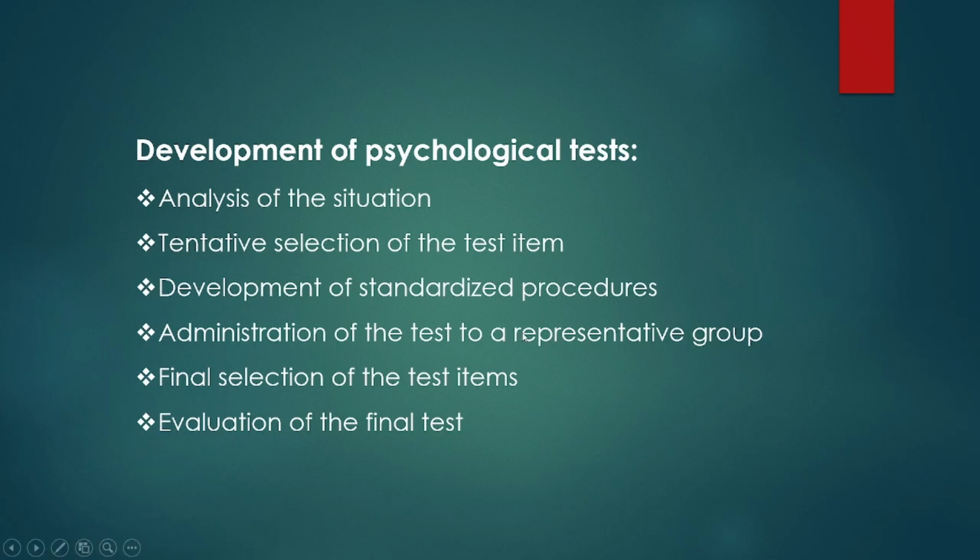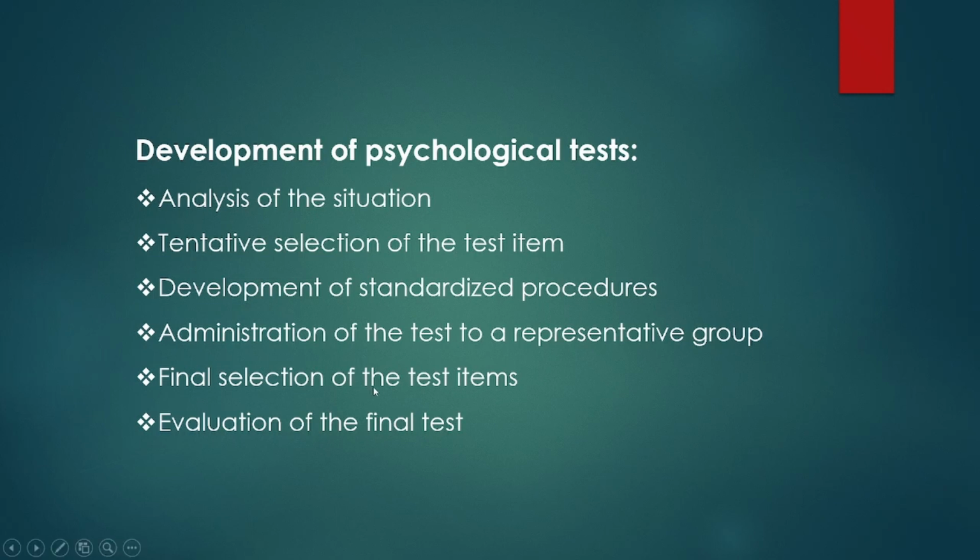Next, administration of the test to a representative group. Here, if they score the way expert judgment or other evidence suggests, then the psychologist will be able to determine the effectiveness of the test. Whether the test is effective or not will be determined by the psychologist.